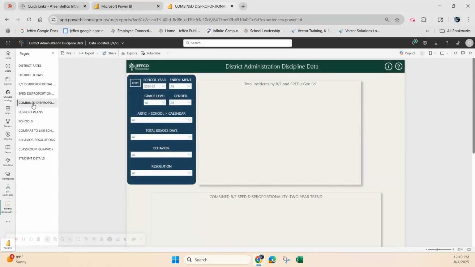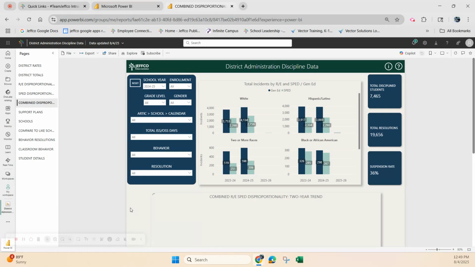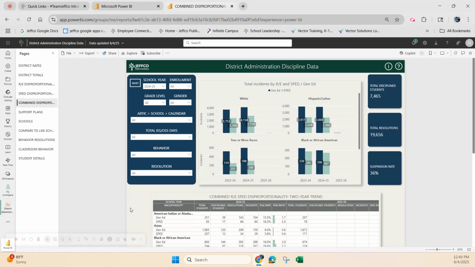And then this combined disproportionality is, again, something that's really important that CDE looks at, because it is combined students with disabilities and broken down by race. And whenever we have significant discrepancies or disproportionality that is evident in the data, this indicates that we might have some work to do. It is not a judgment, it is just an indication.